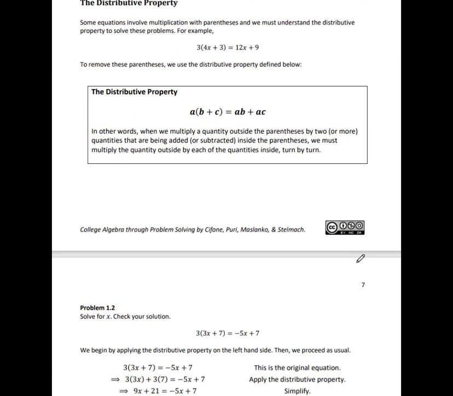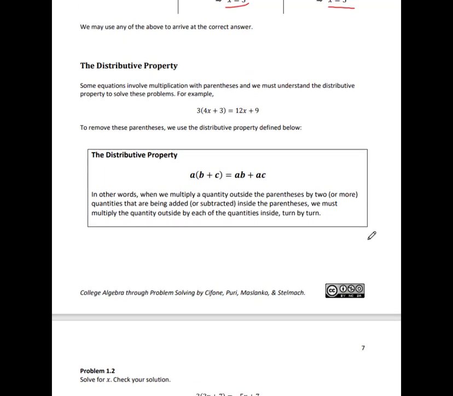Alright, so let's take a look now at other examples of equations. Before we get to other examples, let's take a look at distributive property. Some examples involve multiplication with parentheses, and we must understand the distributive property to solve these problems.